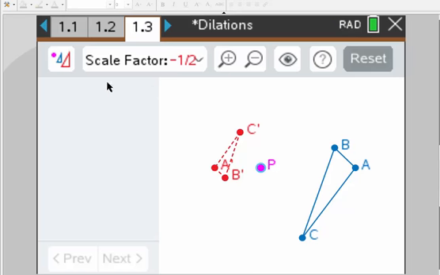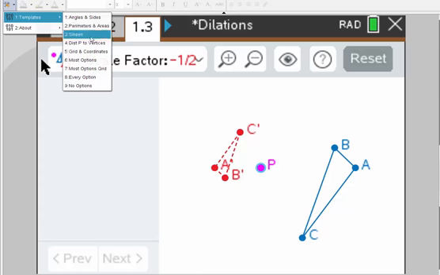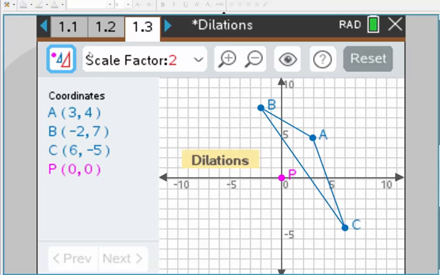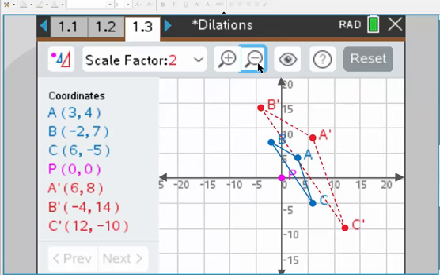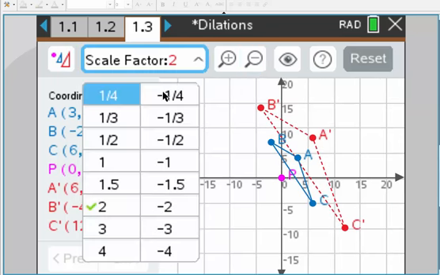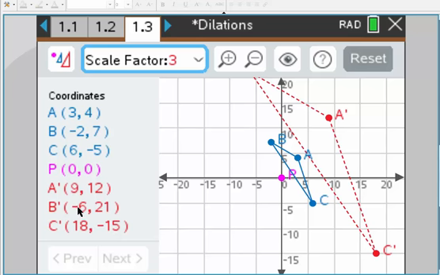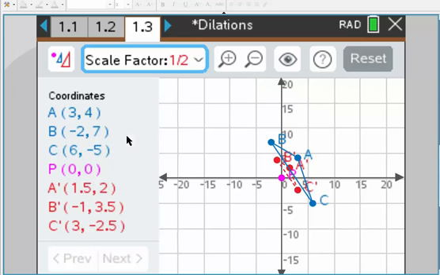I know some of you have been saying, where's the grid, where are the coordinates, and so on. So let's go ahead and bring that in. So here I'm going to dilate this with a scale factor of 2 about point P. So I'll go ahead and dilate that. And you'll notice what happened to the coordinates, not surprising. If I need to zoom a little bit, I can do that. If I go to a scale factor of 3, again, not surprising. Scale factor of 1/2, again, not surprising.